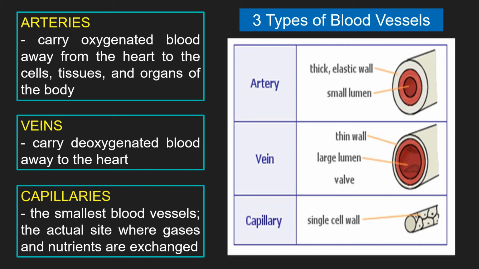For its functions, arteries carry oxygenated blood away from the heart to the cells, tissues, and organs of the body. Veins carry deoxygenated blood to the heart. Capillaries, the smallest blood vessels, are the actual site where gases and nutrients are exchanged.